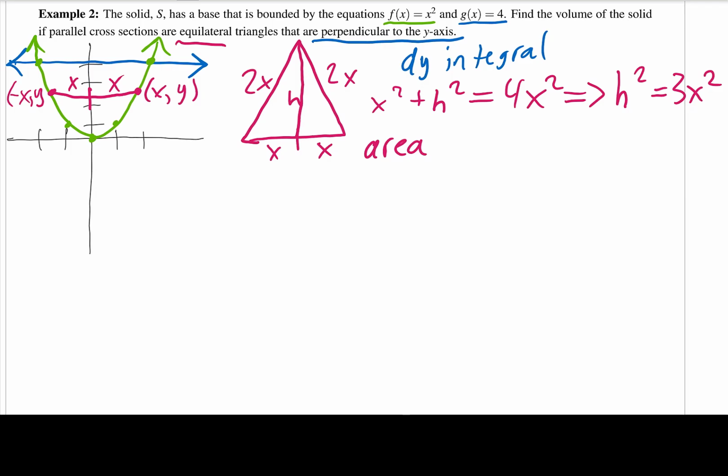So we have that the area is equal to 1/2 the base, which would be 2x, times the height. So what I want to do here is note that h is equal to plus or minus the square root of 3 times x, because I'm just taking a square root on both sides. Now h is a distance, so there's no need for this plus or minus business. This should just be positive square root 3 times x. Okay, so 1/2 base times height.